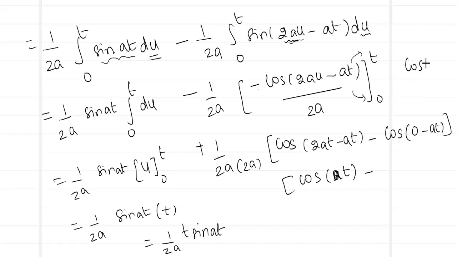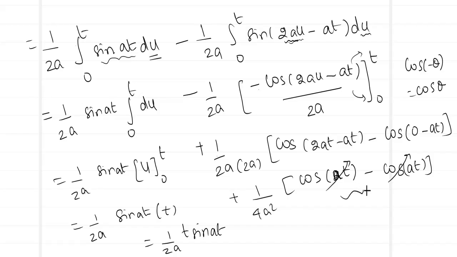What do we know about cos of minus theta? Cos of minus theta is the same as cos theta. So again, this will be equal to cos at. Now, this quantity, which is cos at, cancels off with this minus cos at, leaving this term equal to 0. Hence, we just have the first part of the integration to exist and the second part vanishes.